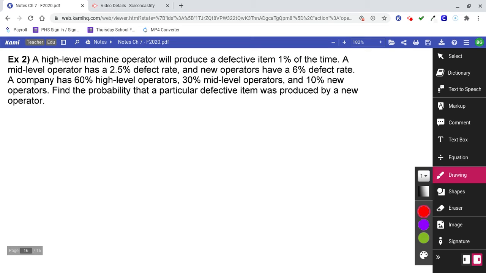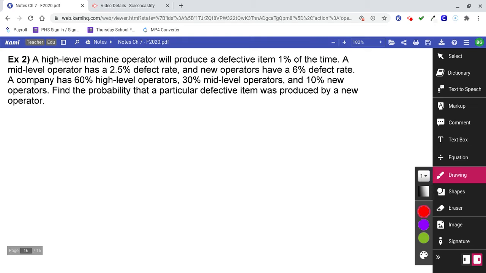A high-level machine operator will produce a defective item 1% of the time. A mid-level operator has 2.5% defect rate, and new operators have a 6% defect rate. A company has 60% high-level operators, 30% mid-level operators, and 10% new operators. Find the probability that a particular defective item was produced by a new operator.